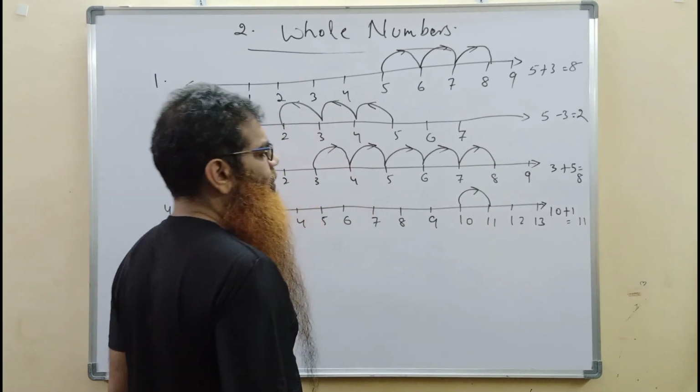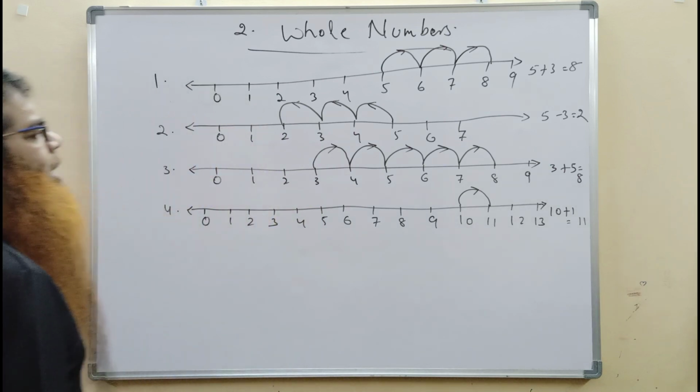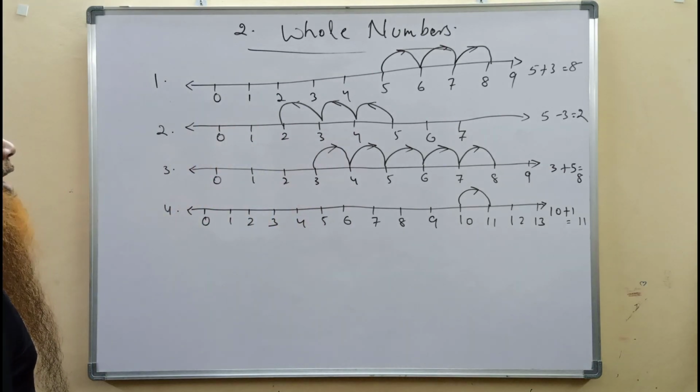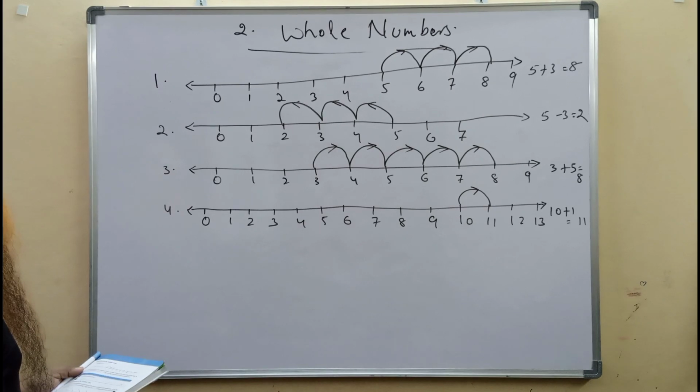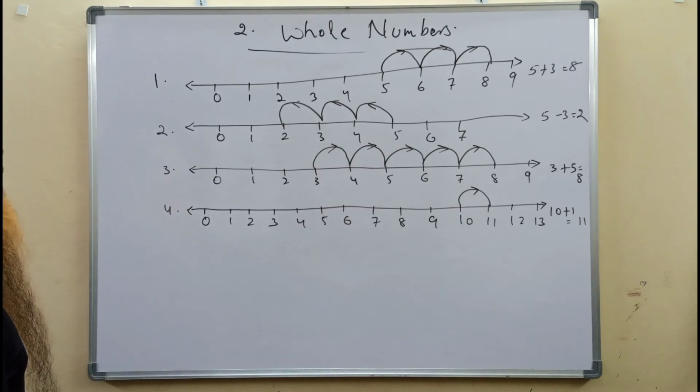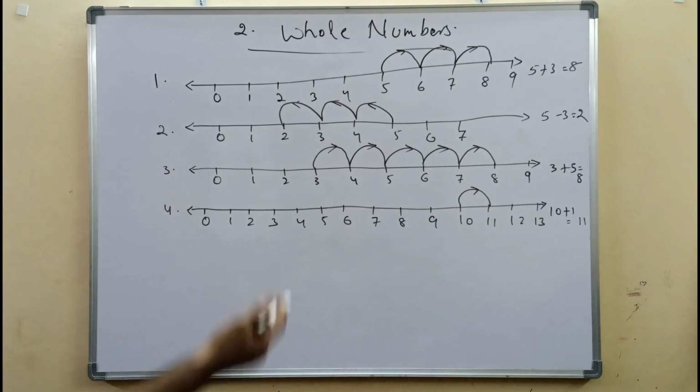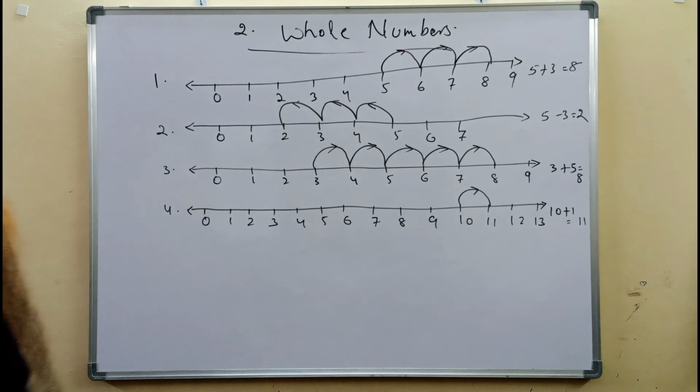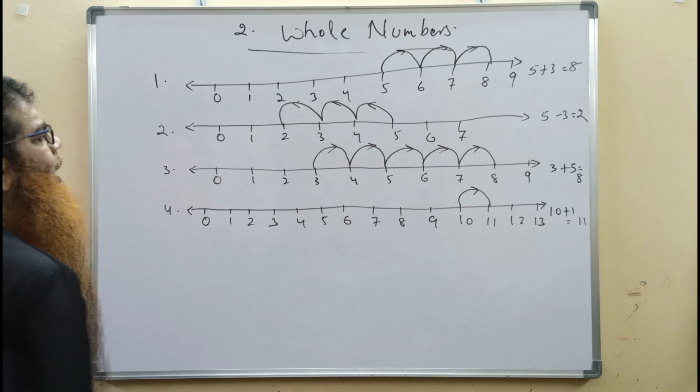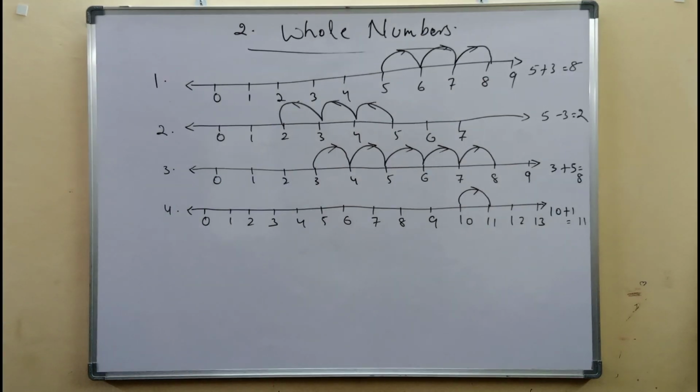So when we do addition, the resultant number will lie on the right side of the starting number on the number line. As we can see, when we do subtraction, the resultant number will lie on the left side on the number line.